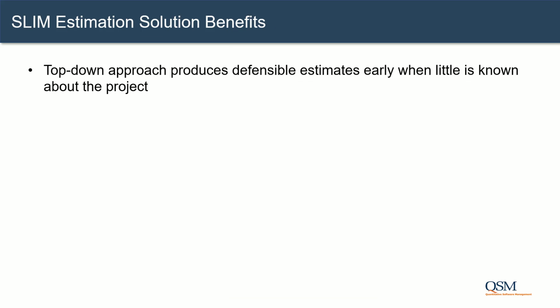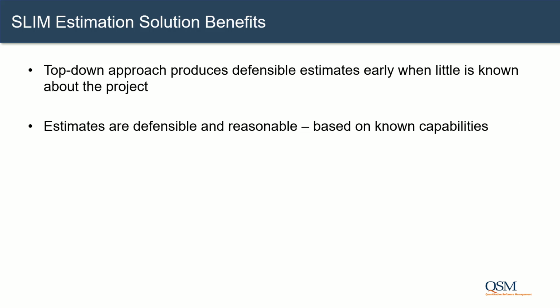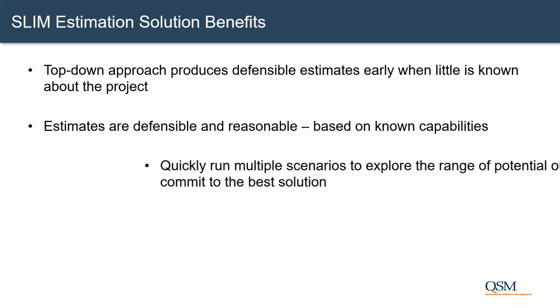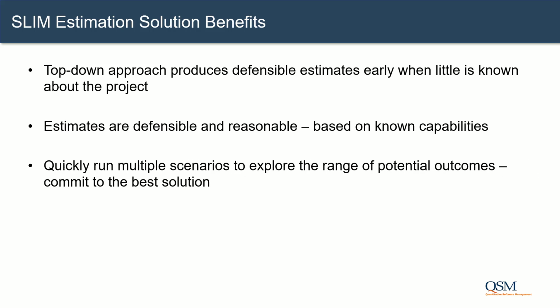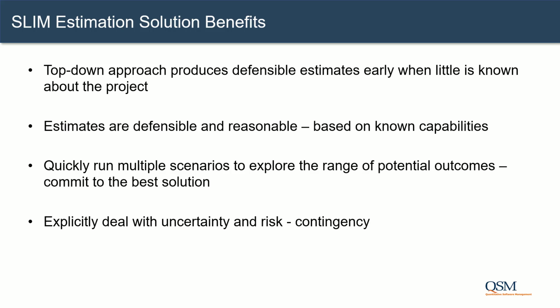The top-down approach produces defensible estimates early in the life cycle when little is known. Estimates are defensible and reasonable based on known capabilities. You can quickly run multiple scenarios to explore the range of potential outcomes and commit to the best solution. Explicitly dealing with uncertainty and risk allows us to compute contingency appropriate for project risks.